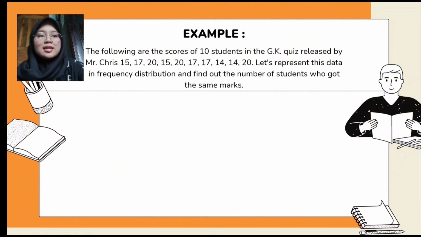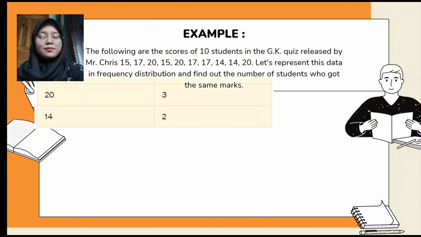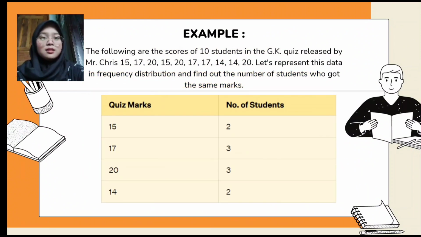Let's represent this data in a frequency distribution and find out the number of students who got the same marks. This is the table. Quiz mark 15, number of students 2; 17, number of students 3; 20, number of students 3; and 14, number of students 2.